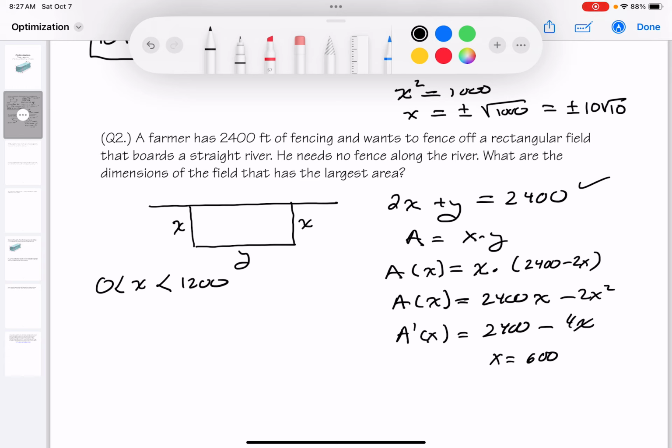So then the question comes, what are you going to do over here? Let's say I did this right. 2400, yeah, I did okay. So let's take a look. And I'm going to write the number line down. It starts at 0. It ends at 1200.